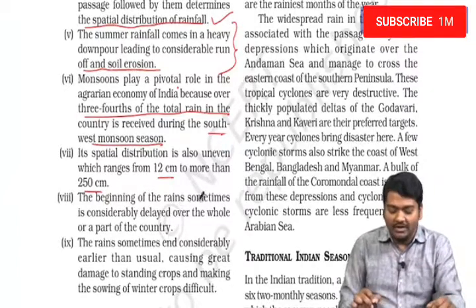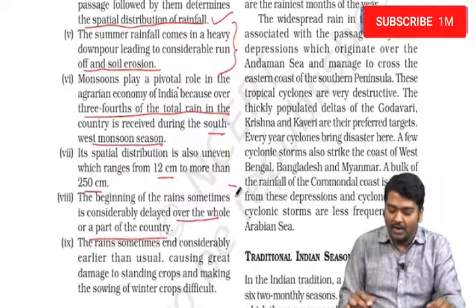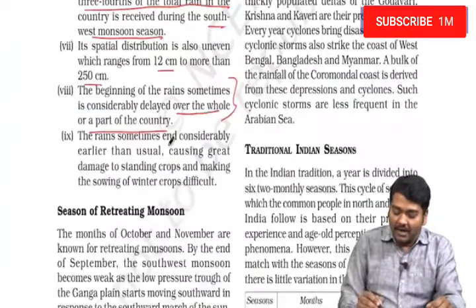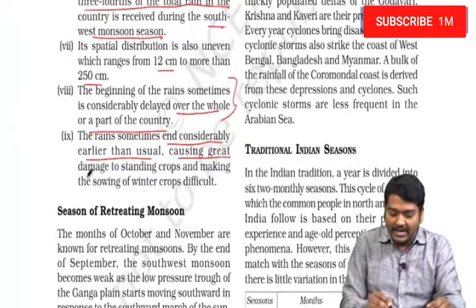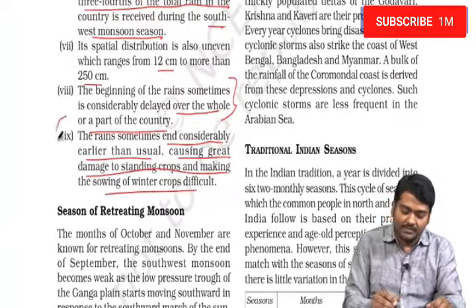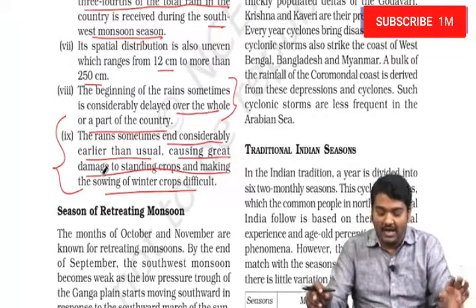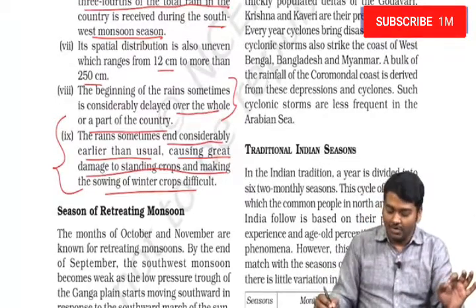The beginning of the rain sometimes is considerably delayed over the whole country or only a part of the country. The rains sometimes end considerably earlier than usual, causing great damage to the standing crops, and the sowing season of the winter crops also becomes difficult. Any changes will have a huge impact.